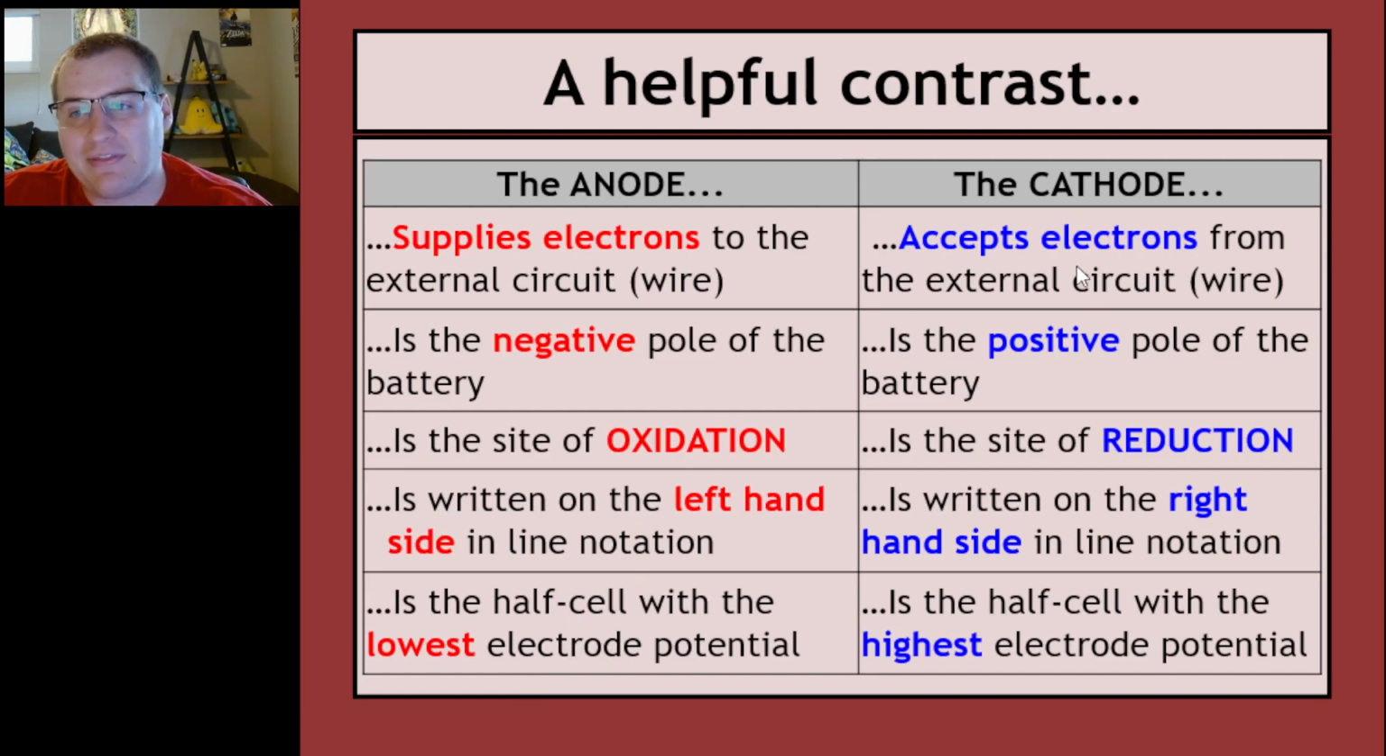The right side, the cathode, accepts electrons from the external circuit, the wire. It's the positive pole of the battery and the site of reduction. It's going to be written on the right-hand side in line notation, which we'll talk about. And it's the half cell with the higher electrode potential. So those are kind of the things we need to know about that drawing. And there's a lot.